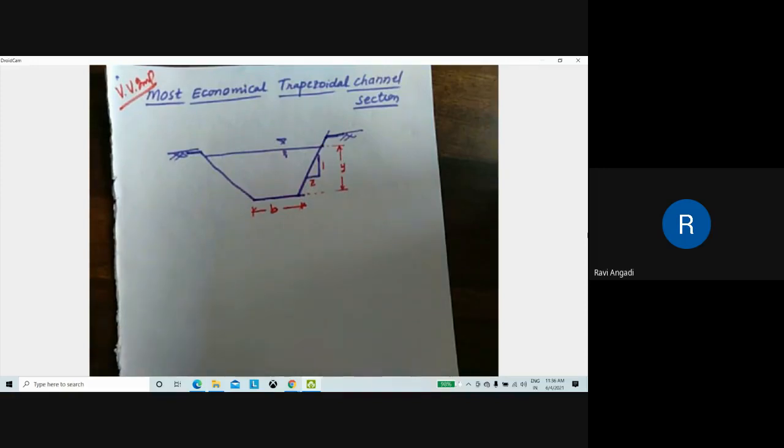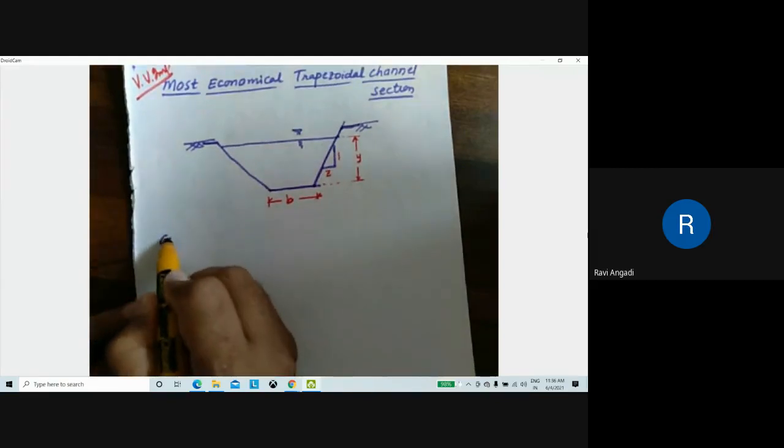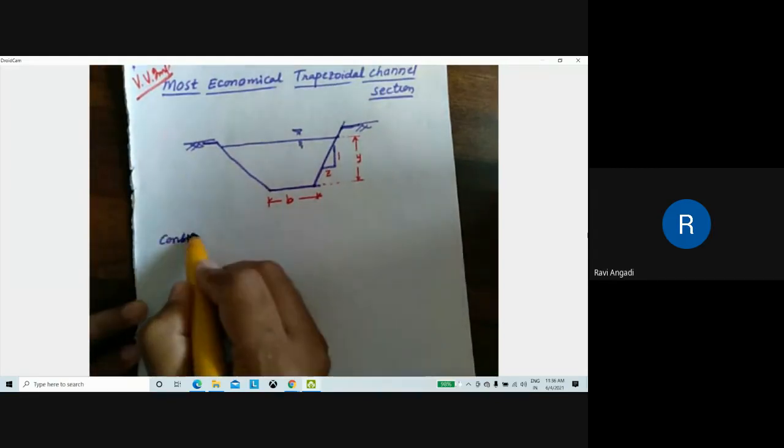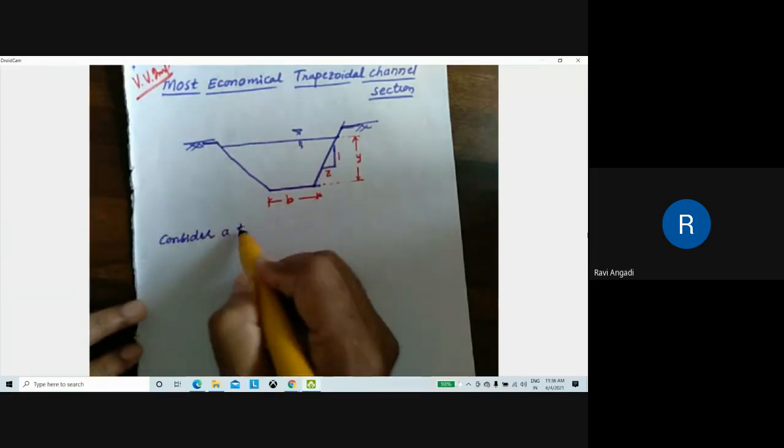Next, consider a trapezoidal channel section. I'll write here, you also write: consider a trapezoidal channel section.